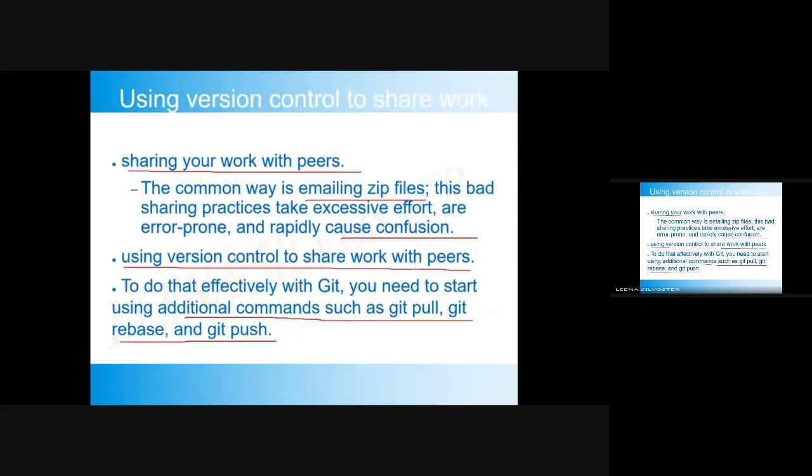Then, are there different ways to control the version? Sharing your work with peers can be done by emailing a zip file. Sometimes it will cause confusion. So version control is the best way to share the work with peers. Additional commands such as git pull, git rebase and git push are useful in this case.